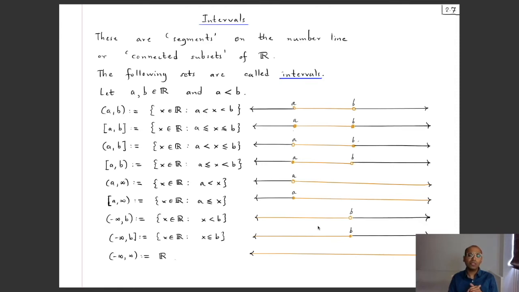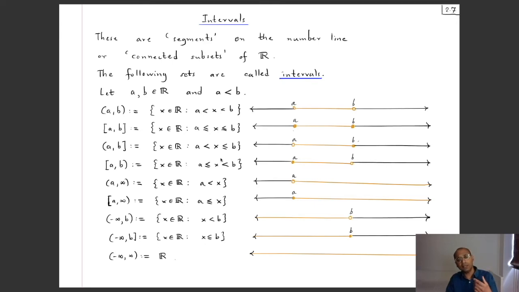Now this new notation is for certain special subsets of the set of real numbers, and these special sets are called intervals. So what are intervals? If you think of the number line as the set of real numbers, then the intervals are subsets which are basically segments. These are connected sets, things that you can draw without lifting your pencil. Of course, we'll give a mathematical definition, but that's the picture that we have in mind.